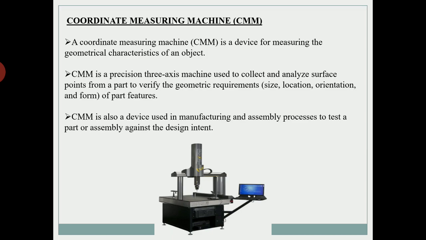It is also a device used in manufacturing and assembly processes to test a part or assembly against the design intent. The main application of this CMM is in reverse engineering. That is, if we want to develop a product from an existing product, first we want to measure the geometrical points of that existing product. That process is done by using a coordinate measuring machine.